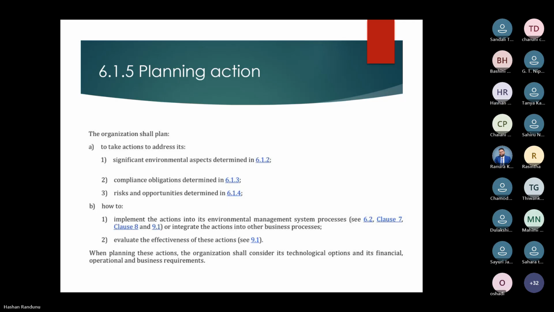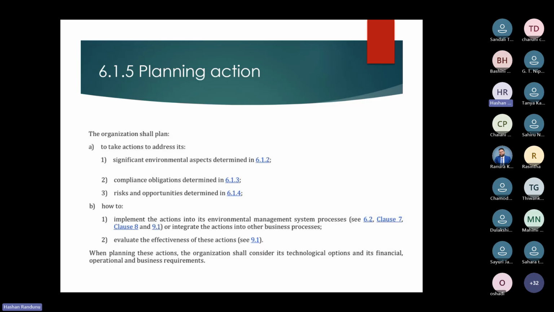Now you should understand the linkage between all these. When you identify significant environmental aspects, you have to consider routine and normal operations, abnormal operations, and even potential emergencies, right? Then you have to set criteria to identify significant environmental aspects, and identify them. Then you need to list down the significant environmental aspects. Once you identify them, you need to take actions to address them, right?